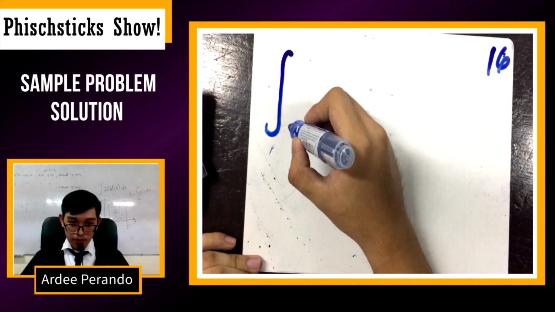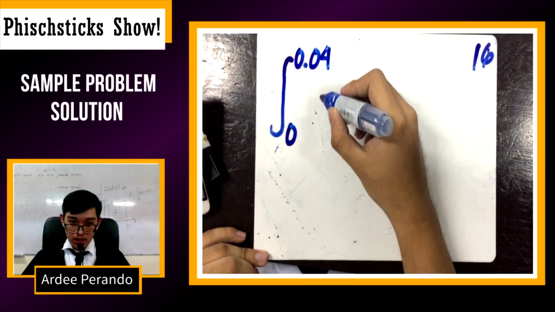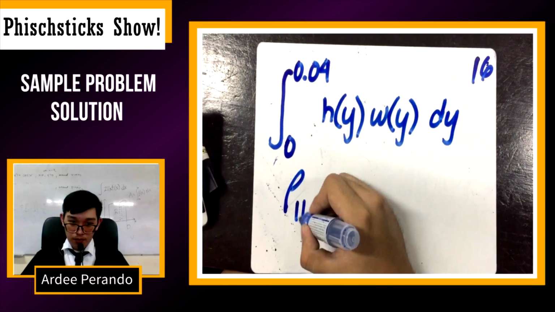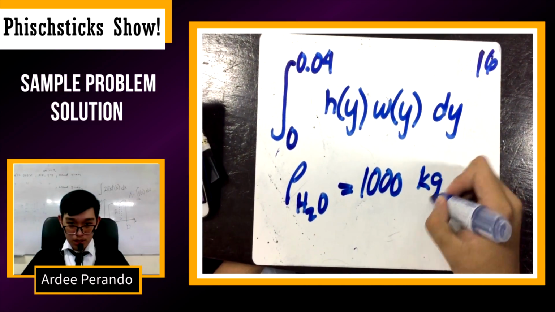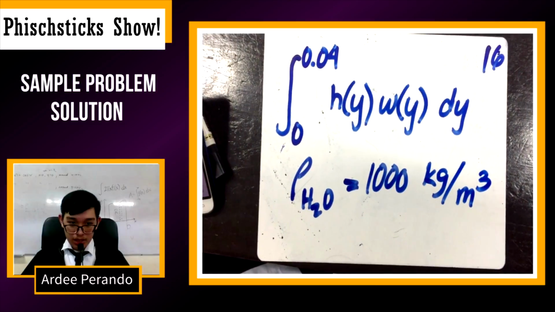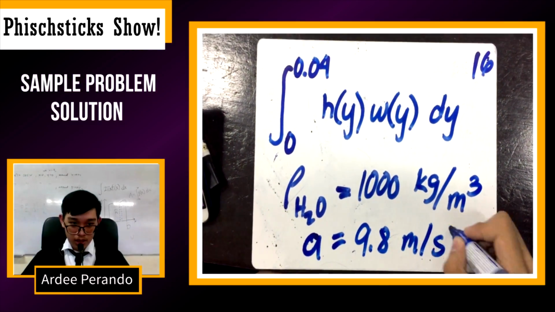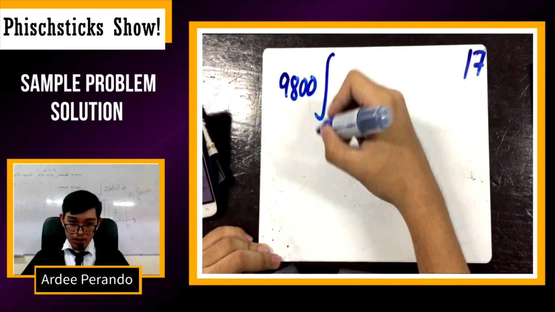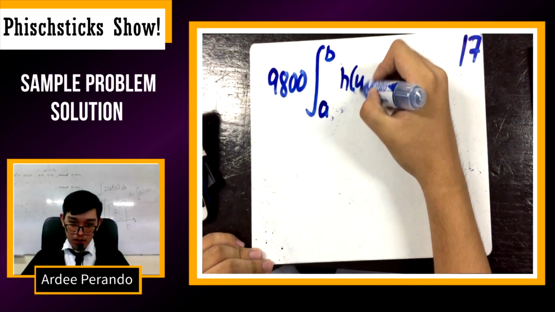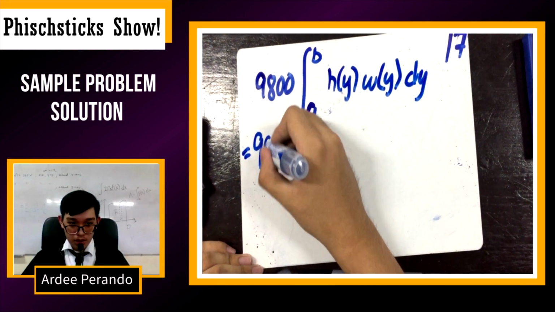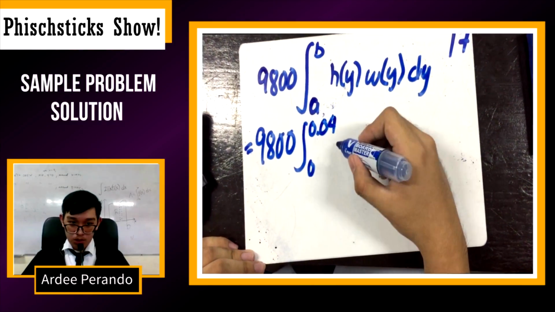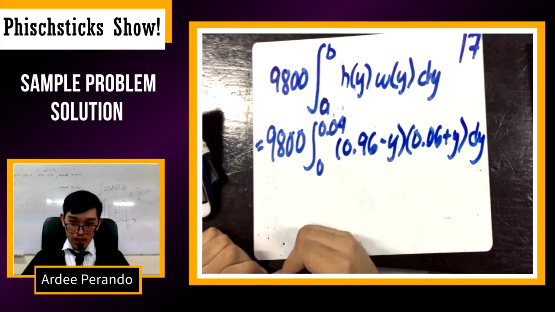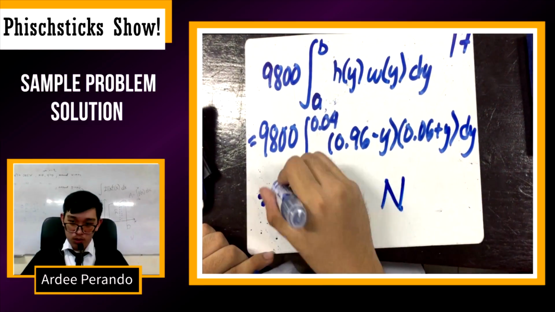Take note that the bound should be from 0 to 0.04, since the plate is located at this range of y values. Also, the density of water is 1000 kilograms per cubic meter, and the acceleration due to gravity is 9.8 meters per second squared. The integral now becomes 9800 times the integral from a to b of the product of the quantities 0.96 minus y and 0.06 plus y dy. Evaluating it further gives the answer of about 29.43 newtons.